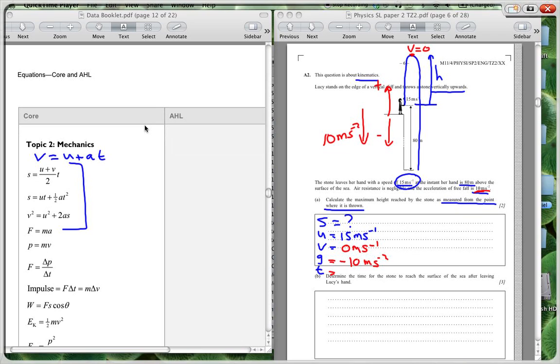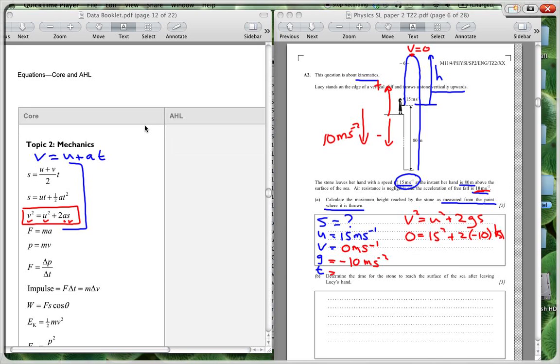So, which formula am I going to use? Now, I don't have time. I want to find my S. So I really am going to use this formula over here, because there I have got my V, I've got my U, I've got my A, and I want to find my S. So I use that formula. V squared is equal to U squared plus 2GS. That's 0 is equal to 15 squared plus 2 times minus 10 S, and we can change that S to H.